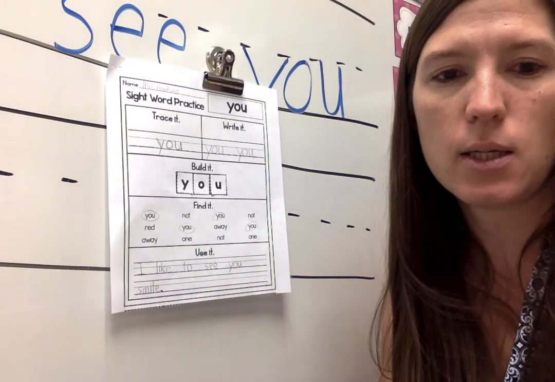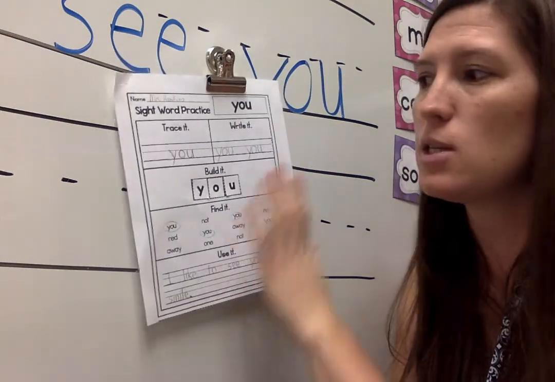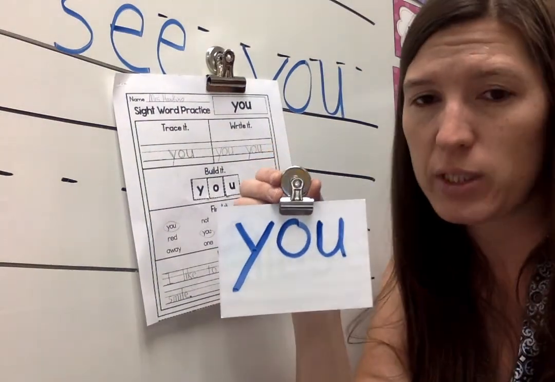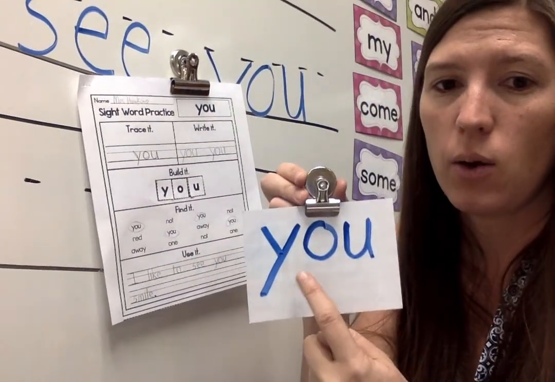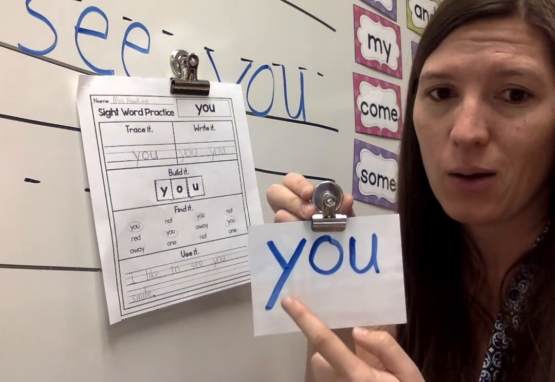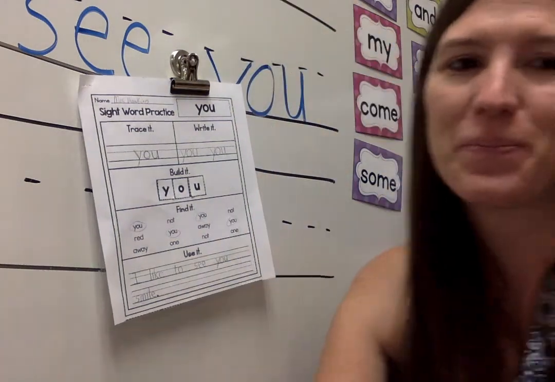All right. Now it's your turn to get your sight word practice page. Our new word is you. Let's review it one more time, and then you'll do your worksheet. Y-O-U. You. Y-O-U. You. Okay. Now it's your turn.